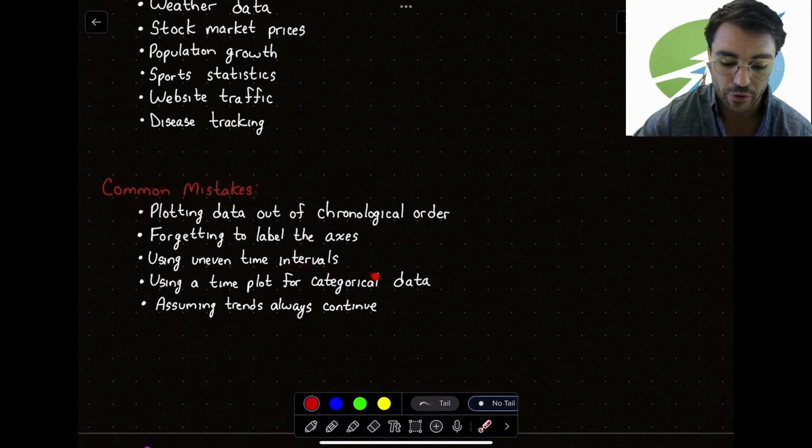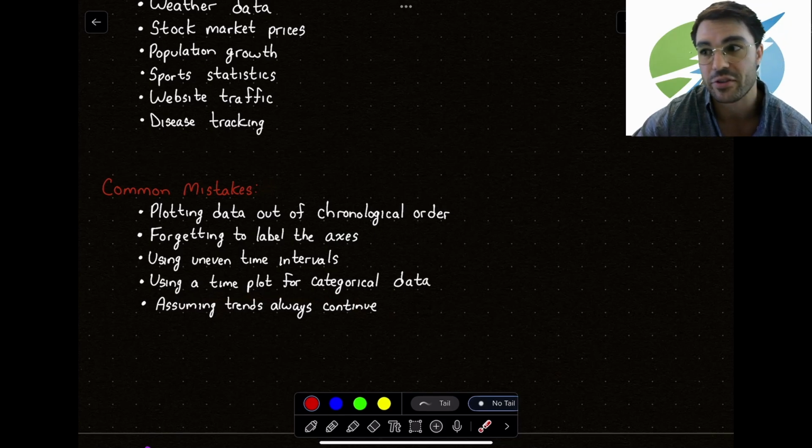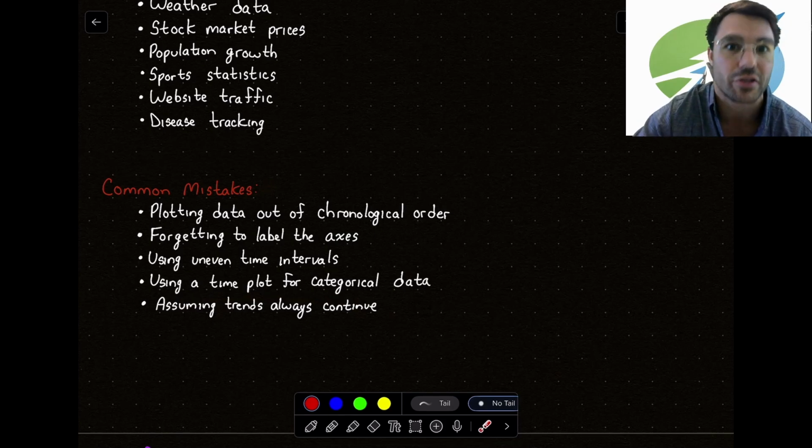Using a time plot for categorical data, we would use a bar graph for that. And assuming trends always continue is a huge mistake. You see that mistake made with the stock market, which is a good example. Sometimes it's safe to assume a trend will continue if businesses continue certain practices, but there are always certain variables that you cannot always account for.